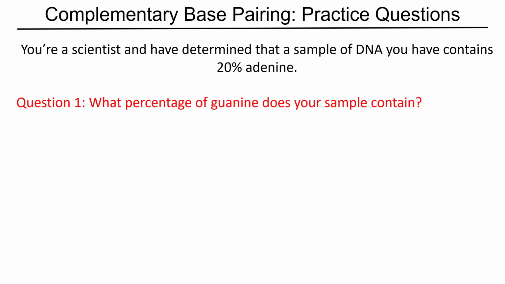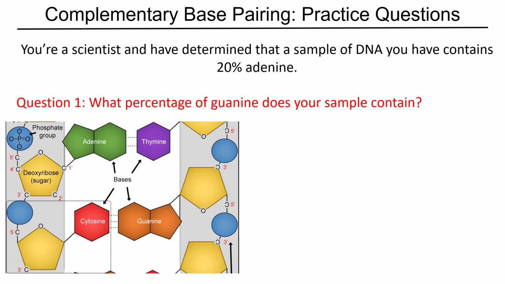Okay, did you stop the video? I hope so. So how do we address this? What information do we have? Well, we know it's DNA, so we know it's double-stranded. We also know that the sample contains 20% adenine. So at this point, we have to think about complementary base pairing. And we know the DNA is double-stranded.